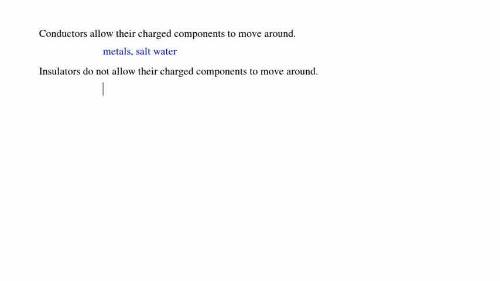And then, what would be an example of an insulator that doesn't allow the charged components to move around? Wood, glass, plastic. Now, I presume that you would not like your loved ones to get zapped by every electrical appliance in your house.